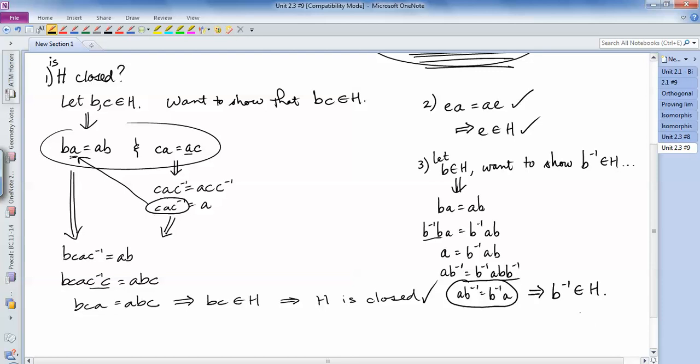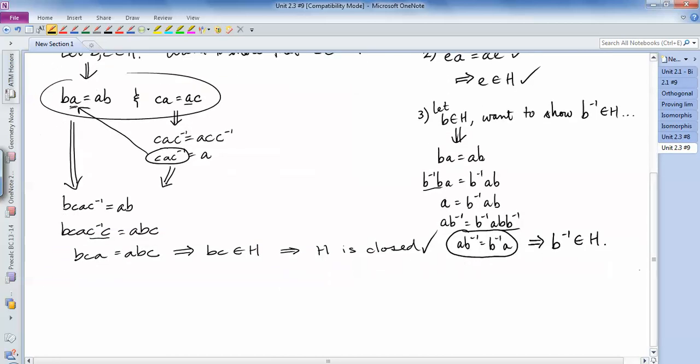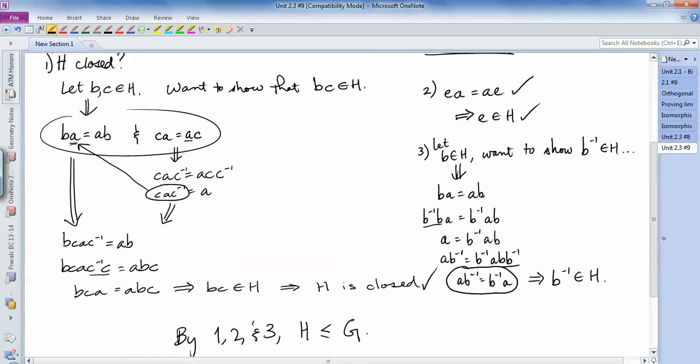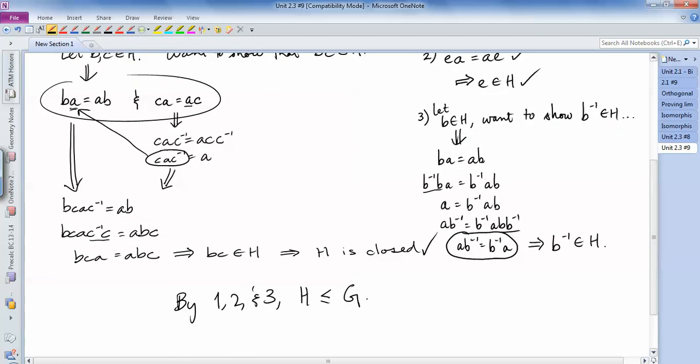So if B is in H, B inverse is in H. Well, that's part 3. Then you just need one more statement. By 1, 2, and 3, H must be a subgroup of G. G's the original, right? Yes, H is a subgroup of G. Okay, hope that helps.